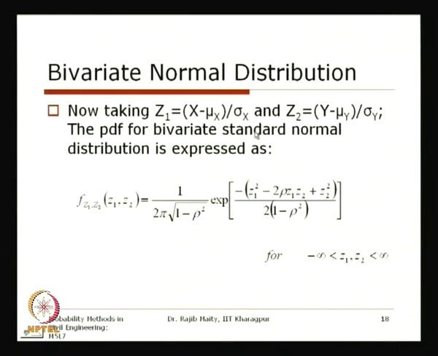So for this bivariate standard normal distribution, we have to put z1 and z2. Their joint PDF will be 1 by 2 pi square root of 1 minus rho square, exponential of minus z1 square minus 2 rho z1 z2 plus z2 square, divided by 2 into 1 minus rho square, for which again z1 and z2 are not from minus infinity to plus infinity, this is from 0 to 1, this is from 0 to 1.